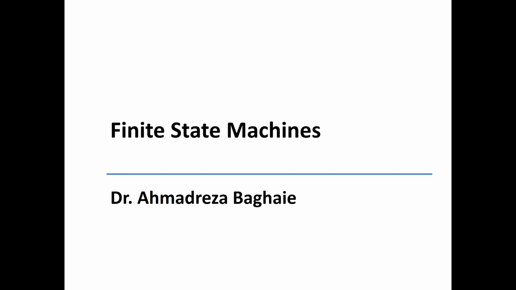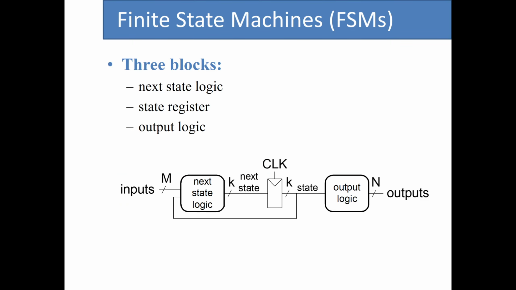In this video, I want to talk about how we can use SystemVerilog to define finite state machines. If you remember from before, any finite state machine contained three main blocks. Here you can see an example of a Moore FSM in which the output is only dependent on the current state of the system. But nonetheless, we had a next state logic unit, a set of flip-flops, and an output logic unit.